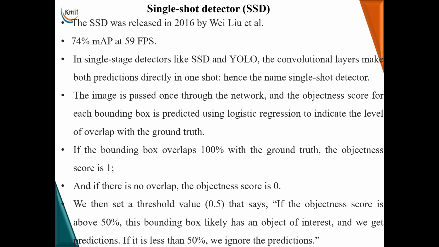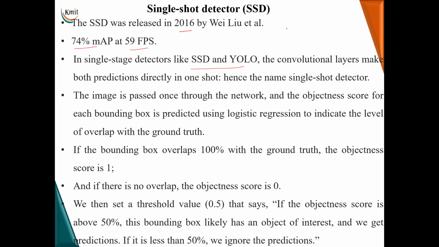And that aim of increasing the accuracy and speed will be achieved by making use of multi-scale features as well as default boxes. It was released in 2016 by YOLO with 74% mean average precision at 59 frames per second. Unlike RCNN, SSD and YOLO both perform image processing or object detection only in a single pass. Hence, you call it SSD.